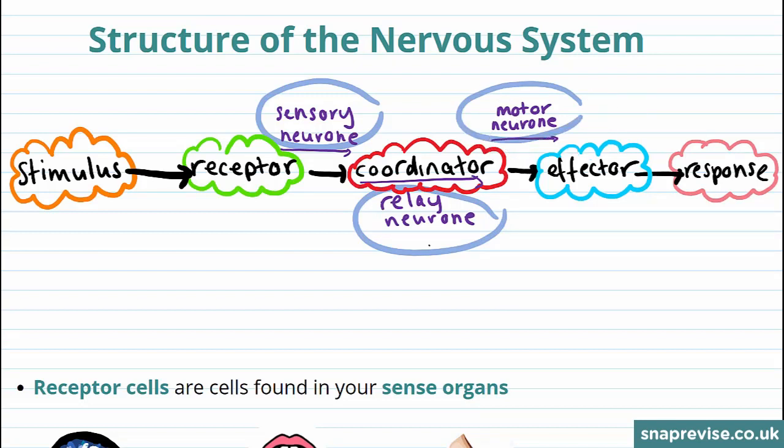Don't worry if this looks really complicated. I'm going to go through all of these things in detail. All you need to know so far is that information is transported all over your body through the nervous system. So let's talk about receptors.